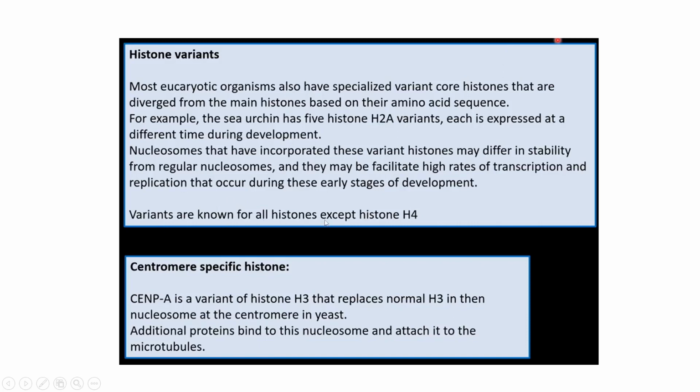All the histones have variants except histone H4. Histone H4 is conserved across species, but all the other histones, that is H2A, H2B, and H3, have variants present. Also, there is a centromere-specific histone, which is CENP-A. It is a variant of histone H3 that replaces normal H3 at the centromere in yeast.